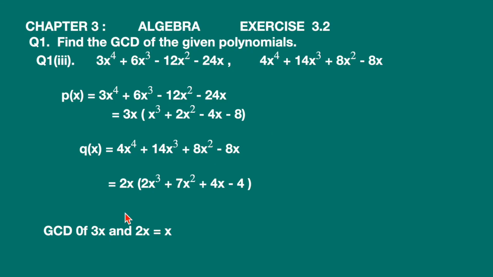Okay. So we are going to use division method to find the GCD of these two polynomials. Here also 3x and 2x, they have a GCD. The GCD of 3x and 2x is x. So write down x here, GCD of these two factors. Okay. And then whatever GCD you get from these two polynomials, you should multiply it by x. That will be your answer. So be careful.